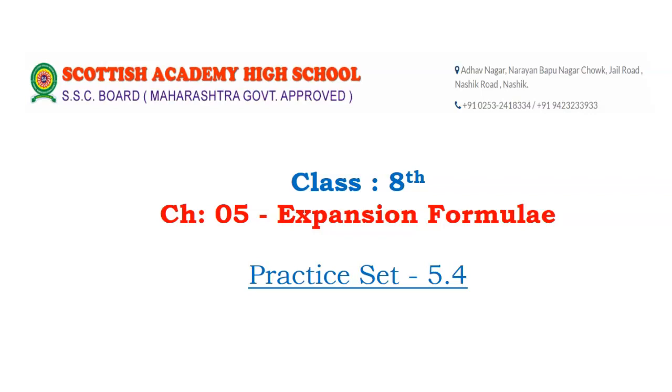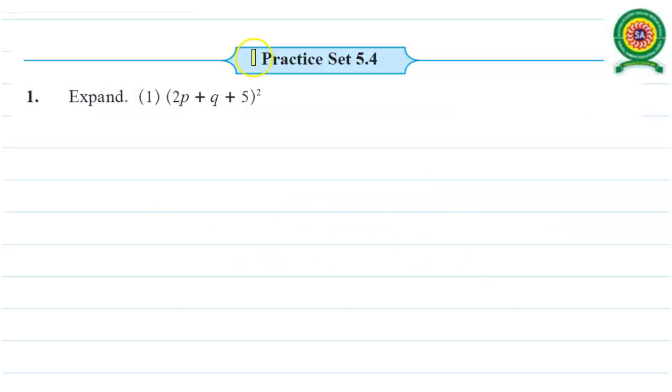Hello everyone. In this lecture we are going to discuss 8th class, chapter number 5, Expansion Formulae, practice set 5.4. Within practice set 5.4 we have the first question: expand (2p + q + 5) the whole square. Let us compare it with (a + b + c) the whole square, so that a value becomes 2p, b value becomes q, and c value becomes 5.